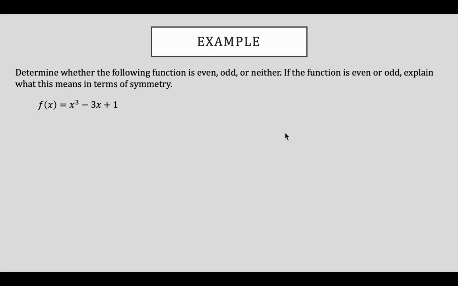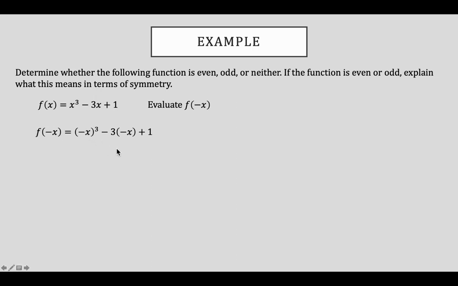Let's try another one. Determine whether the following function is even, odd, or neither. If the function is even or odd, explain what this means in terms of symmetry. Well, again, the test is exactly the same. We need to evaluate f of negative x. That means we are going to plug in a negative x everywhere we see an x. F of negative x is equal to negative x cubed minus 3 times negative x plus 1.